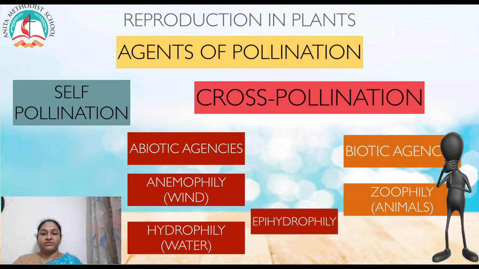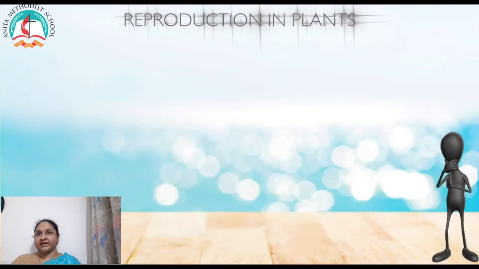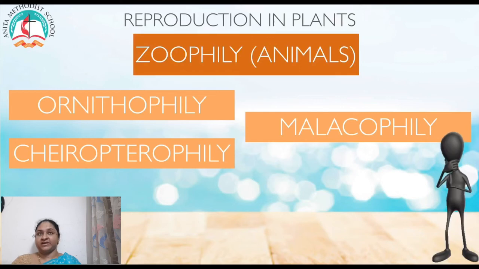In hydrophily, you have 2 more divisions, like epihydrophily. Epihydrophily is where pollination occurs at the water level, as in Vallisneria spiralis. And in hypohydrophily, pollination occurs inside the water, as in Ceratophyllum. Under biotic agencies, we have zoophily. Pollination by the agency of animals is called zoophily. Okay, and the flowers which are pollinated this way are called zoophilous.